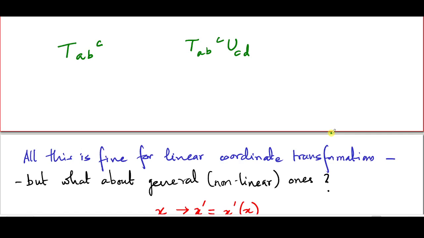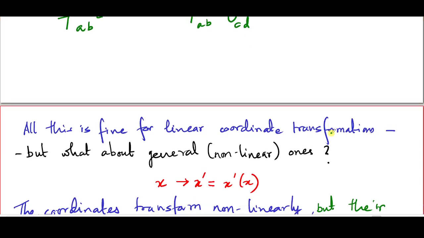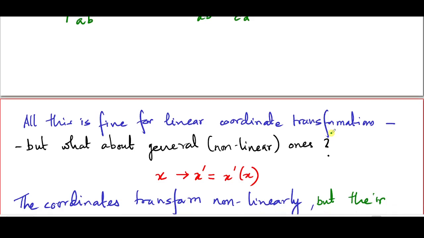But what do you do when you have a general nonlinear coordinate transformation where x goes to x prime, which is some function of x? Well, if this is a genuine coordinate transformation, this transformation should be invertible. You should be able to get x back from x prime, but that's about the limit of what you can demand on the nature of this transformation. So saying that the vectors or tensors transform like the coordinates or something similar will not work because the coordinates themselves do not transform linearly.